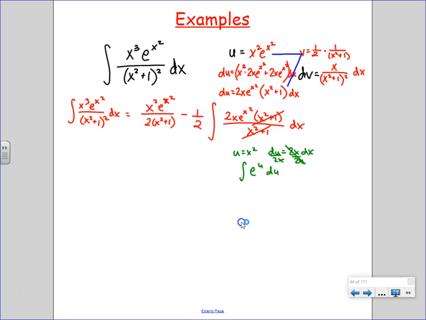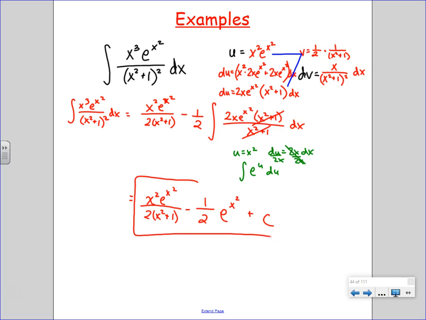Go ahead and say equals x squared e to the x squared all over 2 times x squared plus 1, minus 1 over 2 e to the x squared plus 2. Sure, they might have pulled out something. Who cares? At this point, we'll just say it's right. Technically, we can just... no, we can't.